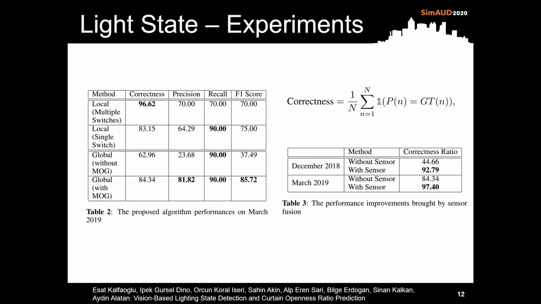On the right table, the performance of global method with background modeling is shown without and with sensor fusion on two 1-week dataset, December 2018 and March 2019. The performance increase with sensor fusion is dramatic, especially in December 2018.